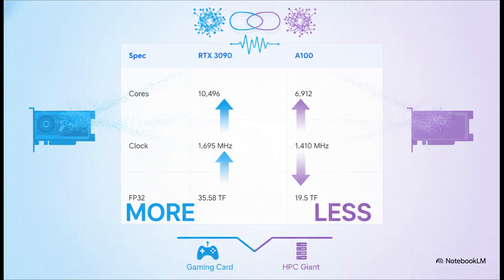Now, what's really interesting about this is that if you just glance at the raw numbers, the consumer-focused RTX 3090 surprisingly seems to win. It has significantly more CUDA cores, almost 10,500 compared to the A100's roughly 6,900. It boasts a faster boost clock at 1695 MHz, and it even has a higher FP32 throughput at over 35 teraflops. So, on paper, for traditional metrics, the gaming card looks like it's totally beating the high-performance data center giant.